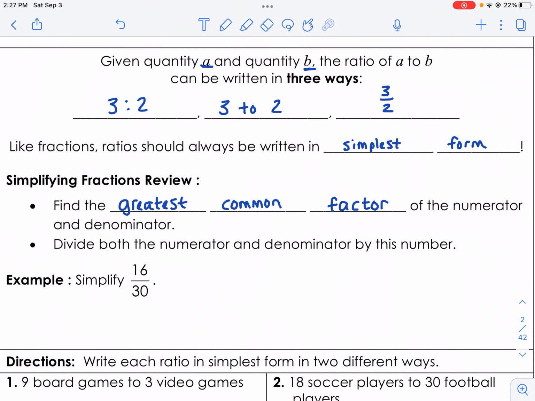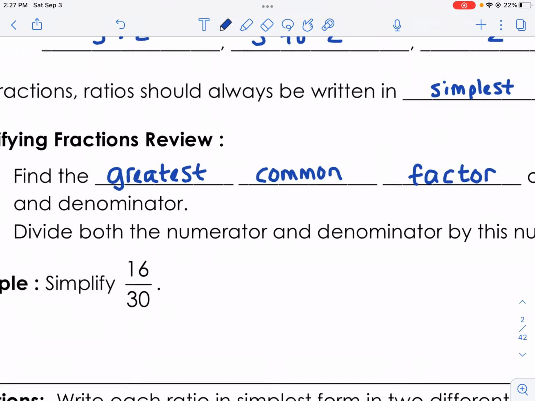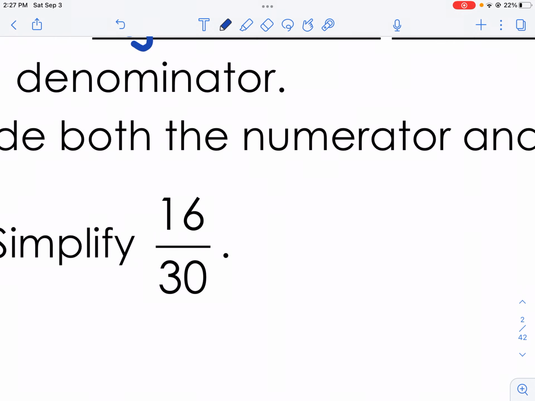So for all three of these, does any number go into both of them? In this case, no, but we'll look at some examples down below where they are. So we'll find the greatest common factor and just divide the top and bottom by that number. So 16/30 is not simplified. We want to know what's the biggest number that goes into them.